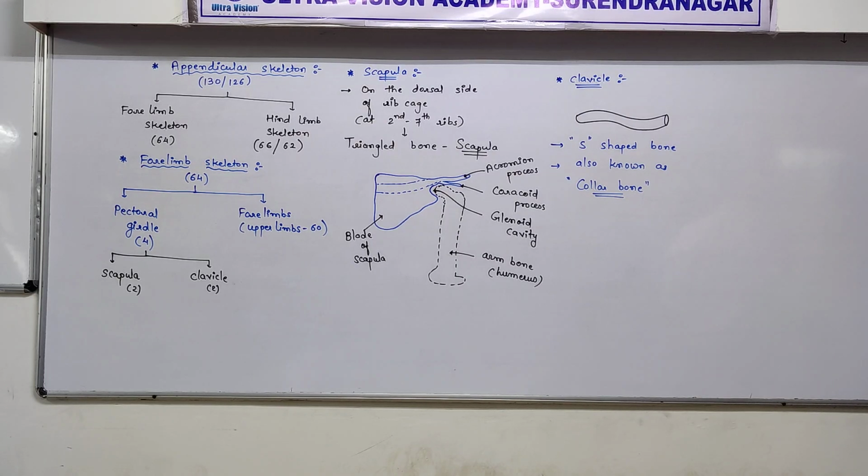So the clavicle on one side articulates with the acromion process, and on the other side it articulates with the sternum and forms the acromioclavicular joint and the sternoclavicular joint. And this movement occurs due to the clavicle. Okay, so the clavicle is an S-shaped bone, and it is also known as the collarbone. Fine.